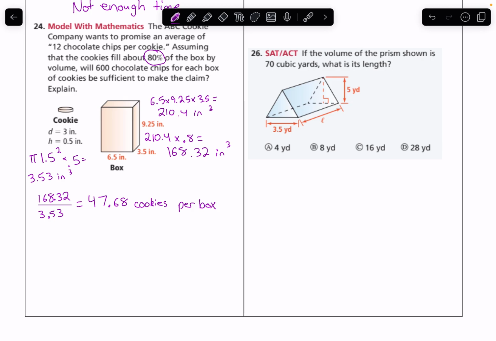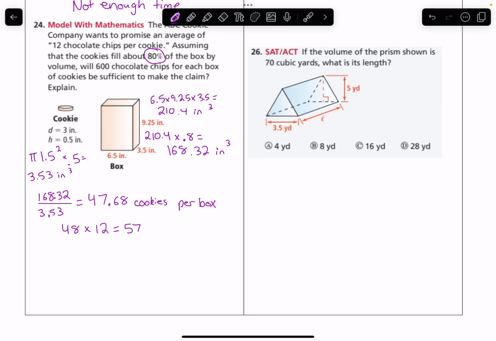Right? And then they want 12 chocolate chips per cookie. So we're going to take that amount of cookies and multiply it by 12. And so we'll take and round up there because it's closer to 48 cookies. So we'll take 48 cookies times 12 chocolate chips per cookie. That would mean one box has 576 chocolate chips in it.